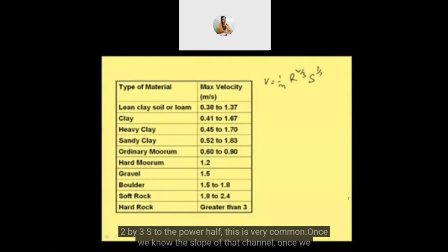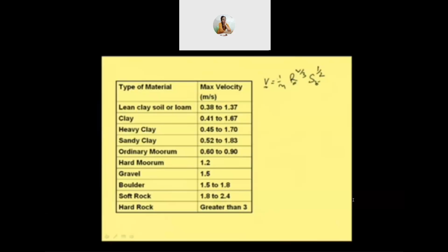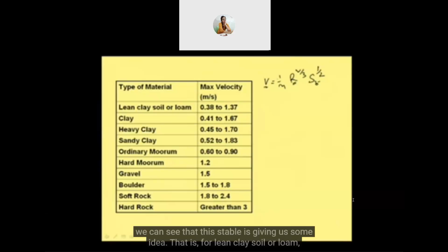This is very common. Once we know the slope of the channel and the dimensions of the channel, meaning R will be known to us, we can compute the velocity easily. But what information is required is which velocity is permissible, or which velocity will remain within limit for a particular material. And we can see that this table is giving us some idea.